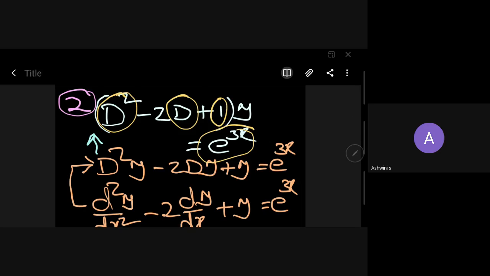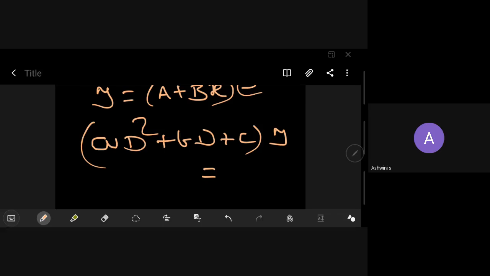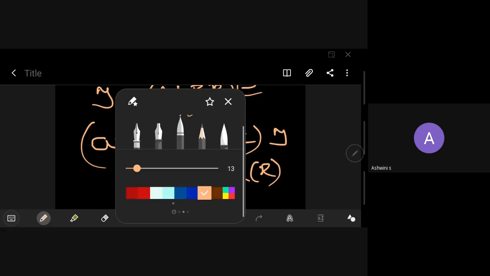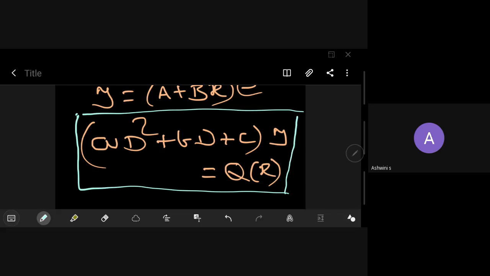So what I mean to say is that when you have something like this, that is, a D square plus b D plus c acting on y, instead of 0 you have some function of x. So this is known as a non-homogeneous equation, a linear equation with constant coefficients.